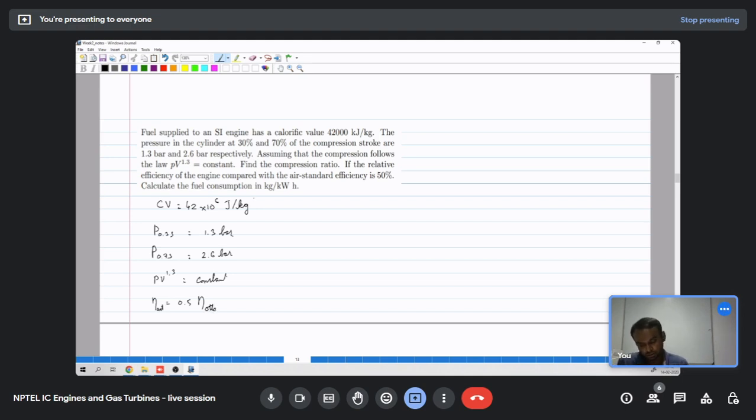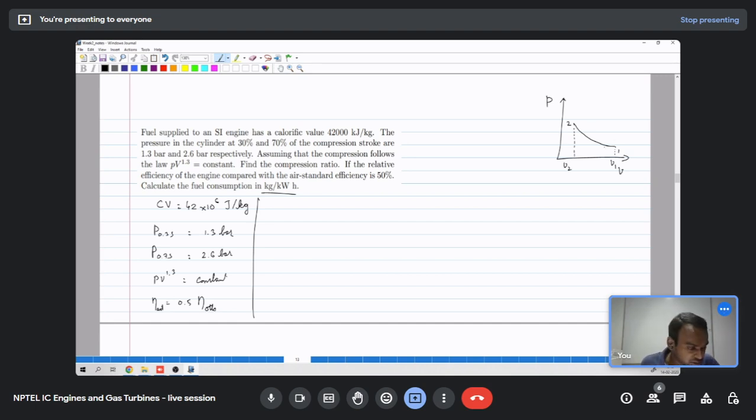We have to calculate the fuel consumption in gram per kilowatt hour. First we need to calculate the compression ratio. So we know that during compression, the process follows a curve like this. We have states 1 and 2. So this is V1, this is V2.